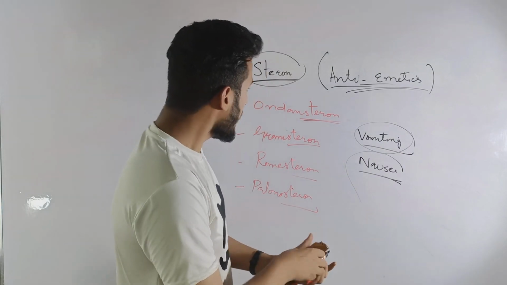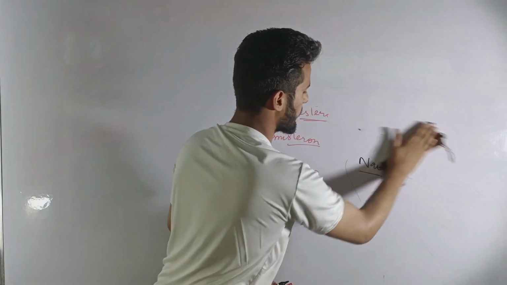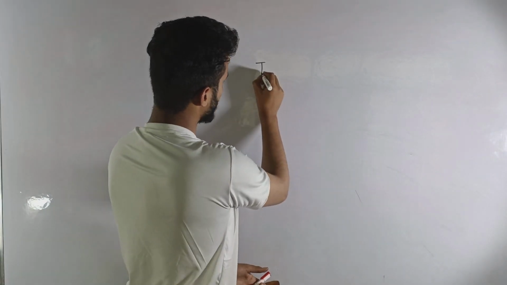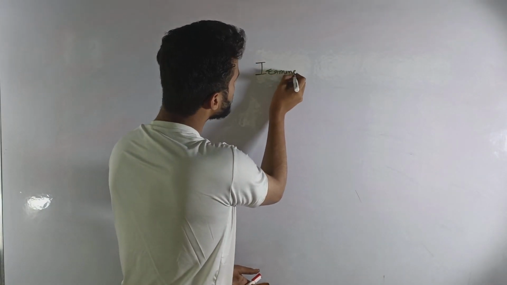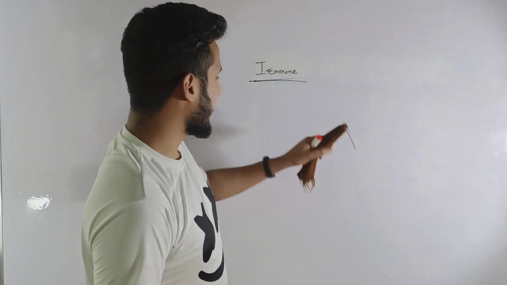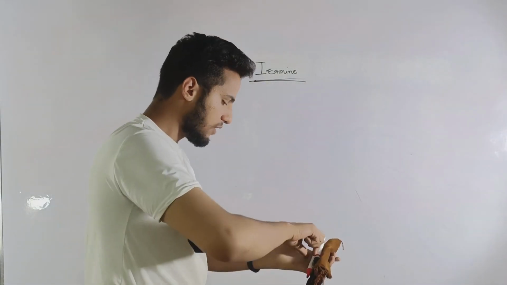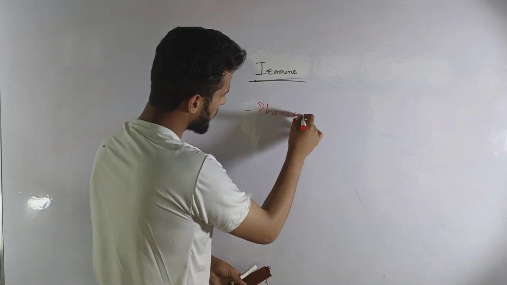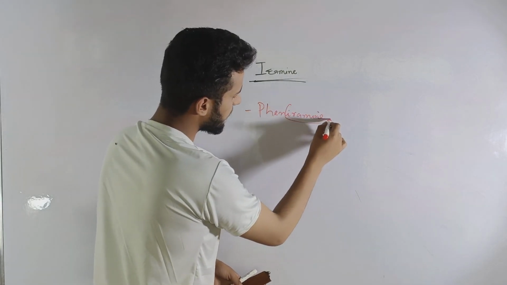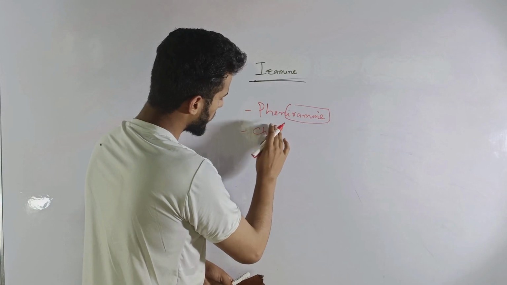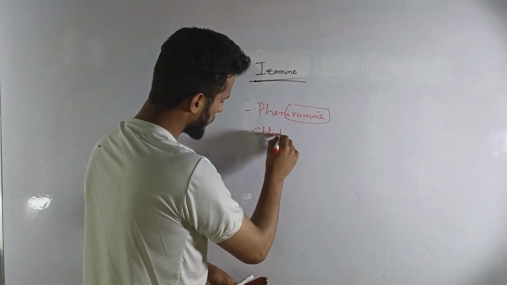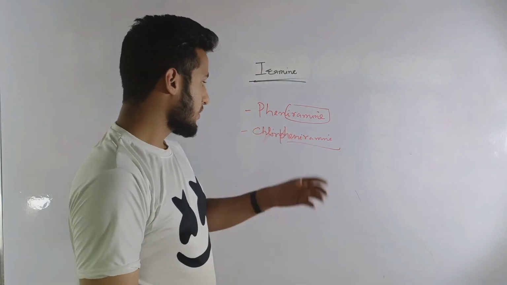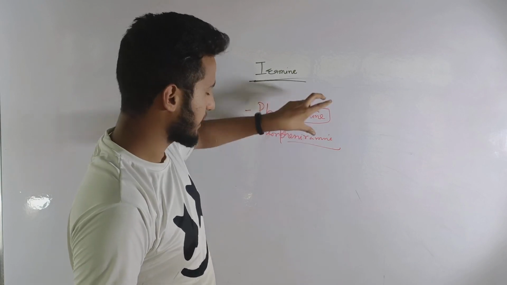Now, the fourth suffix we have is iramine. Drugs that contain iramine as a suffix include pheniramine and chlorpheniramine. These drugs contain iramine as the end part, or we can say suffix.